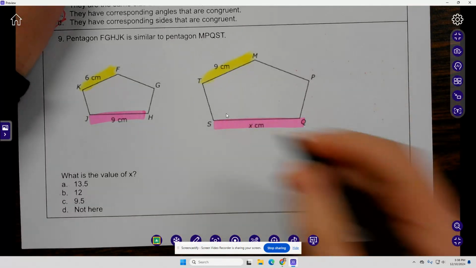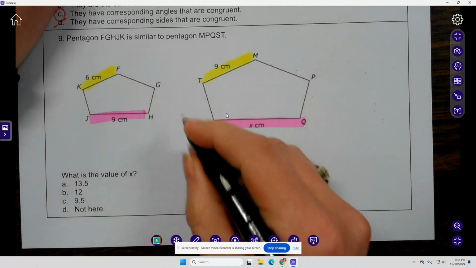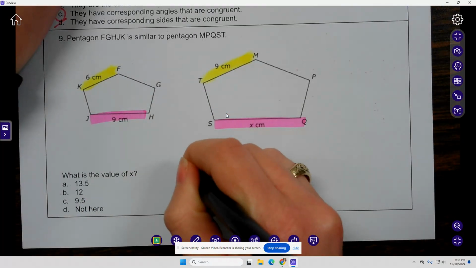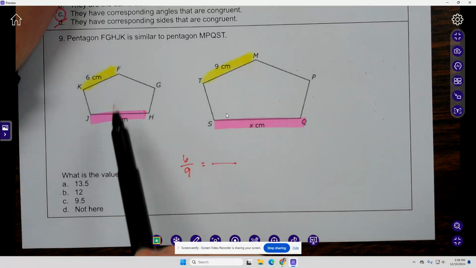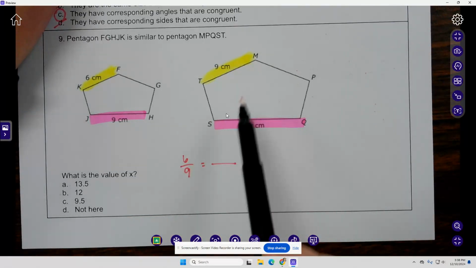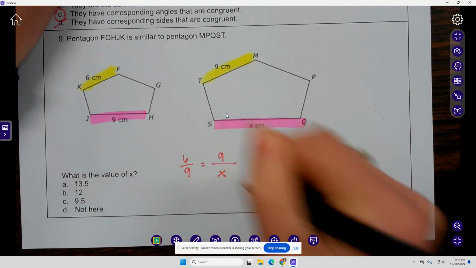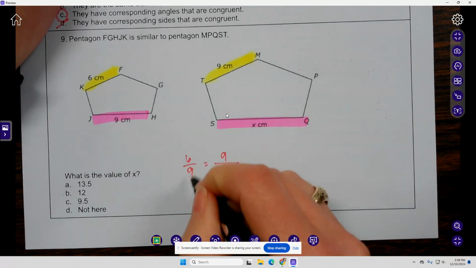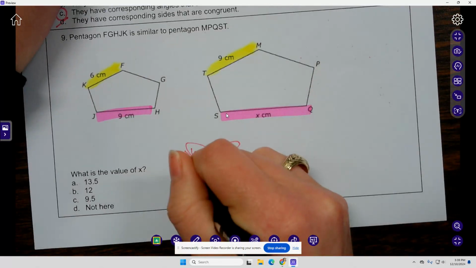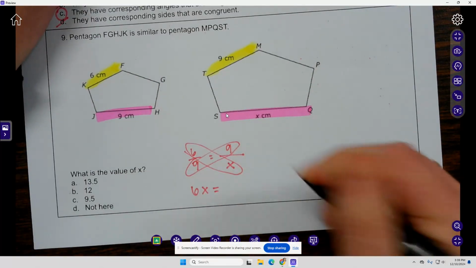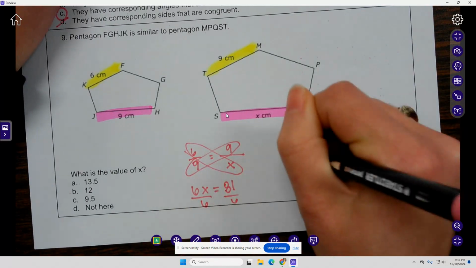All right, so I'm going to do 6 over 9. So I'm going to go from this pentagon first. So that means over here, if I go 6 and 9, if I go yellow over pink, then I have to do yellow over pink over here. So that would be 9 over X. Okay, I'm going to cross multiply. So that is 6X equals 9 times 9 is 81. And I'm going to divide by 6.